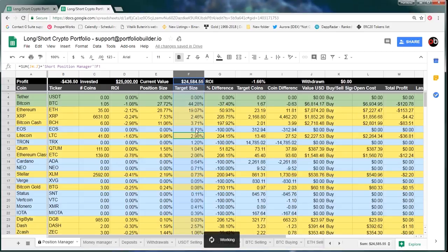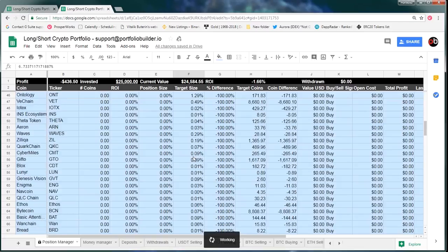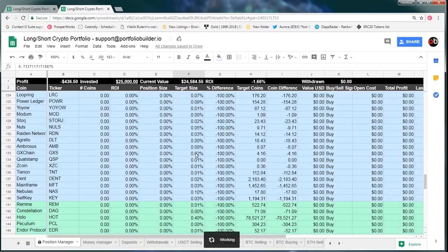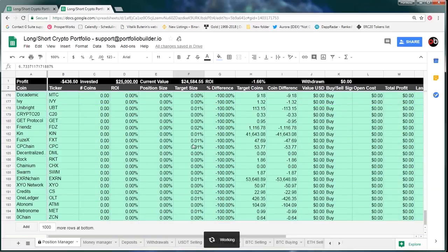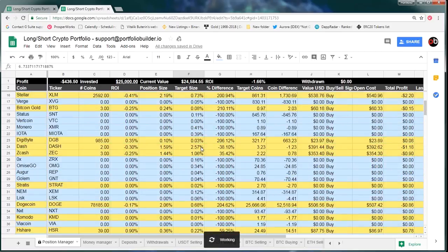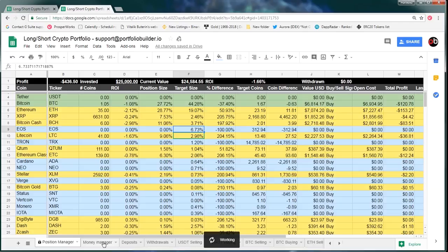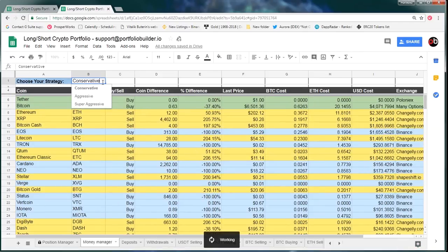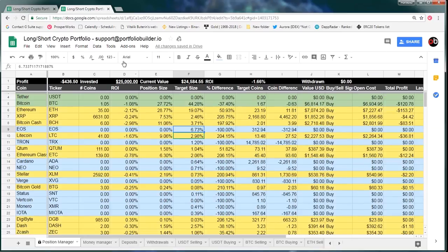Suddenly we have target position sizes in every single coin, all the way down to the Ethereum dApps in turquoise, the Binance coins in blue, and then we already had the yellow coins from our basic portfolio. And now let's go to the super aggressive setting. This is the most aggressive setting possible.